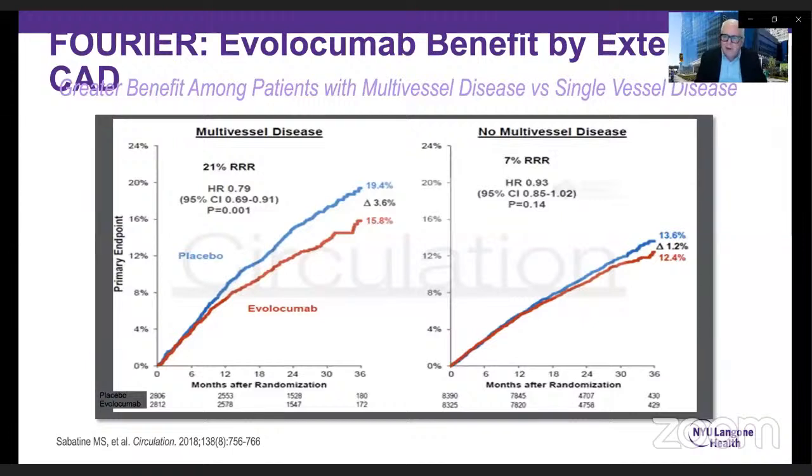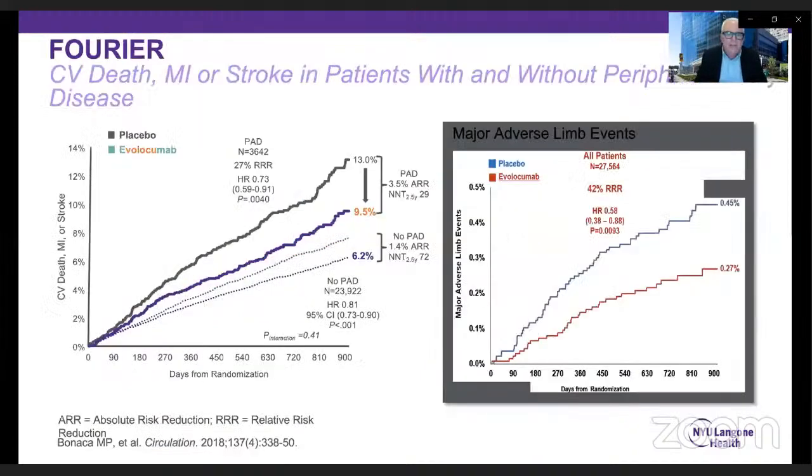So once again, we've talked about the degree of LDL lowering, we've talked about the duration of therapy, and now I'm banging home this point that it's all about the risk. The greater the risk, the greater the benefit from the same intervention. And this is data in patients with and without peripheral artery disease. On the right are major limb events, right? Major adverse limb events, people forget. Significant reduction in things like amputation, patients treated with evolocumab versus placebo.